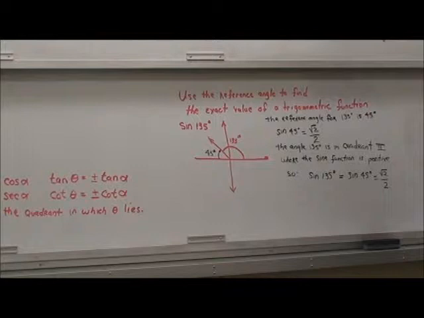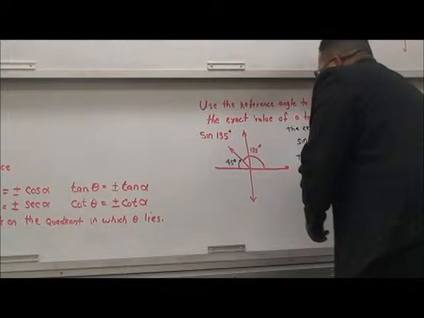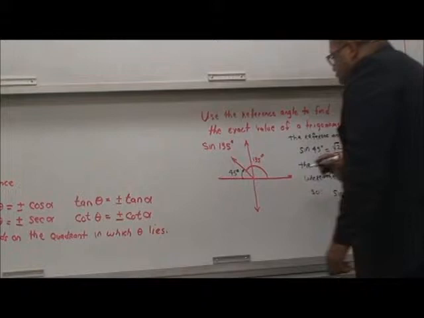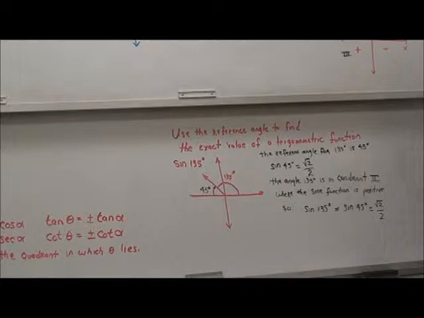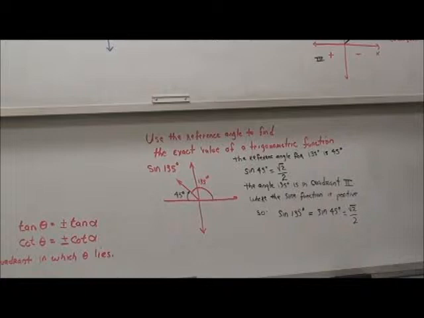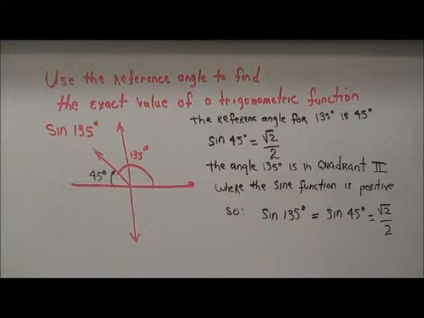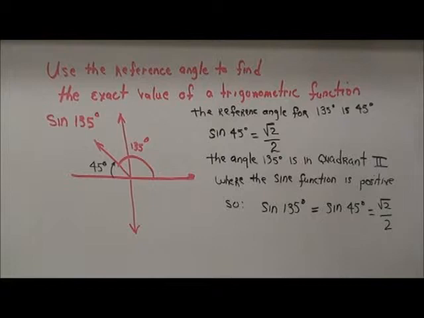Now, notice that 135 degrees is being drawn going in the counterclockwise motion and landing in quadrant 2. Its reference angle is 45, right? So, 45 degrees. Now, if we take the sine of 45 degrees and find its exact value, we have the square root of 2 over 2. The angle of 135 degrees is in the second quadrant, as we mentioned, where the sine function is positive. So the sine of 135 degrees is equal to sine 45 degrees, which is equal to square root of 2 over 2.